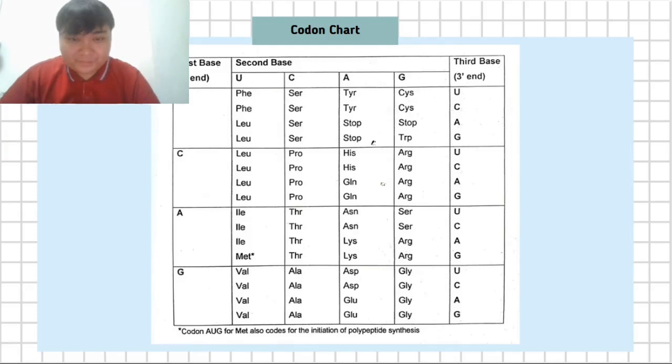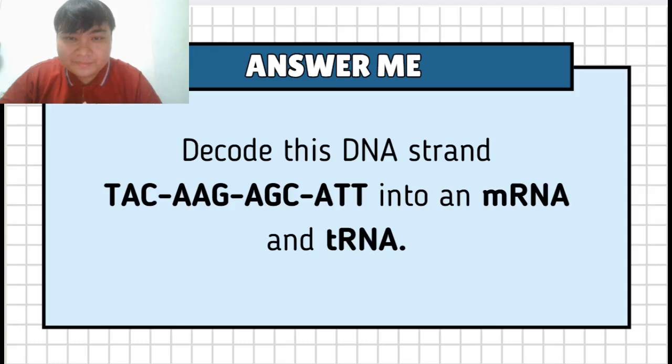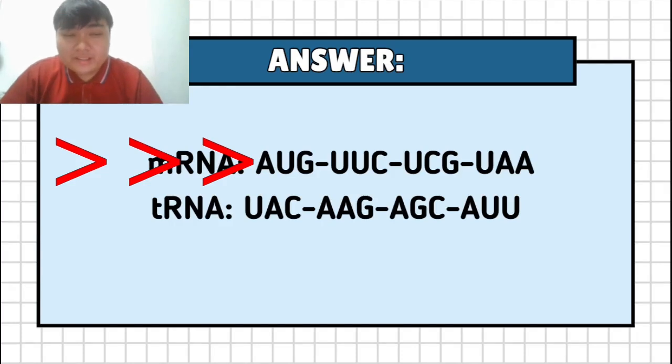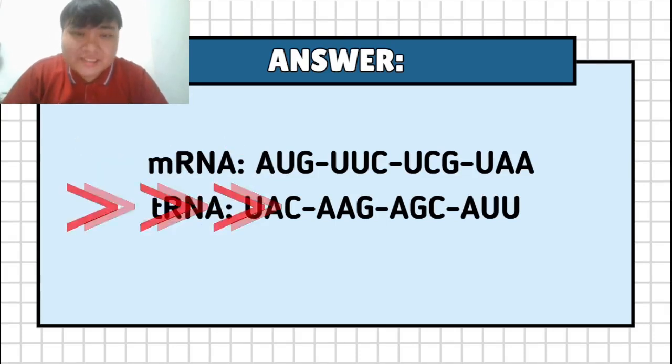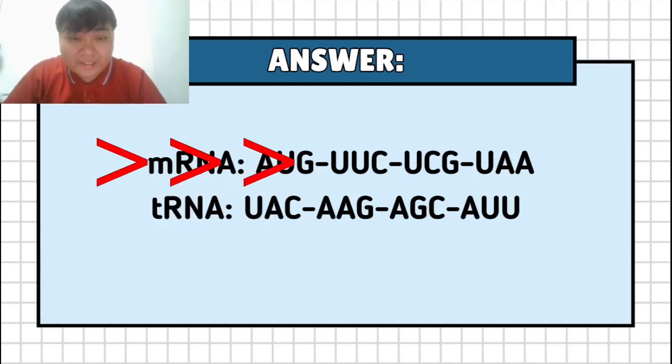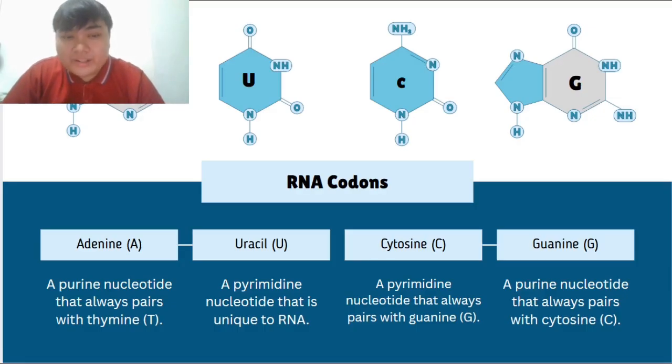Okay, so let's try to decode this DNA strand. Write it on your paper if you have. Then let's decode it into an mRNA and tRNA. When decoding DNA to mRNA, adenine pairs with uracil, thymine with adenine, and cytosine with guanine, or guanine with cytosine. So, what is your final answer? You can type it in your chat box.